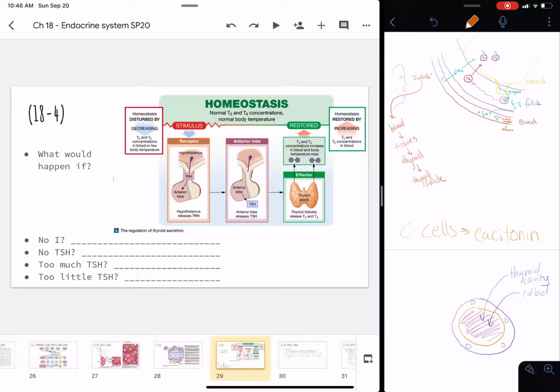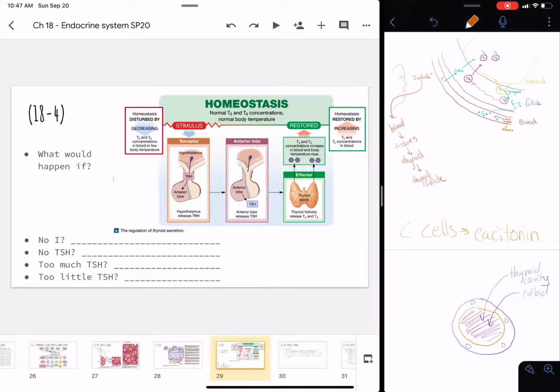What if we don't have any TSH? So this is being released from the anterior lobe. Well, then again, we're not going to have the thyroid gland making T3 and T4. And whenever we don't have enough T3, T4, then the hypothalamus is going to make more TRH to tell the anterior pituitary to make more TSH. And then that'll be it, because we'll just have an increase of TRH, but the anterior lobe is just not responding to it for whatever reason. So we're not making any TSH, and we just kind of get stuck there. What if we have too much TSH?